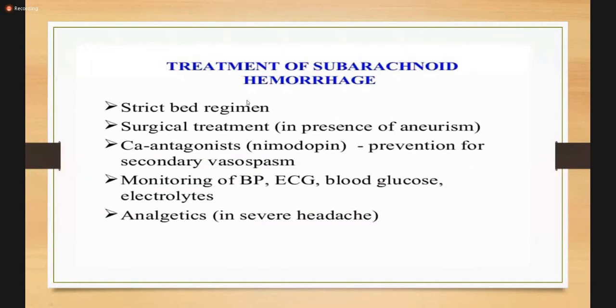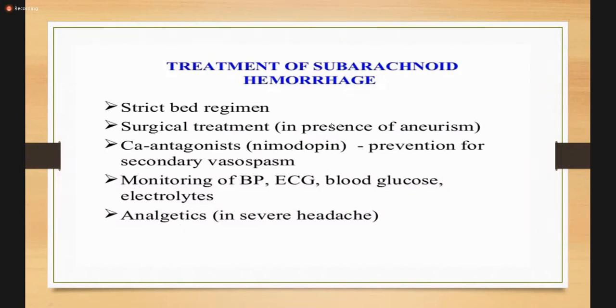The treatment of subarachnoid hemorrhage is strict bed rest and surgical treatment in the presence of an aneurysm. If the patient has an aneurysm, then we have to go for surgery, either clipping or coiling. Okay? We have to give a calcium antagonist like nimodipine for prevention of secondary vasospasm. Monitor the blood pressure, ECG, blood glucose, and the electrolytes. If the patient has a severe headache, we have to give analgesics. Okay.